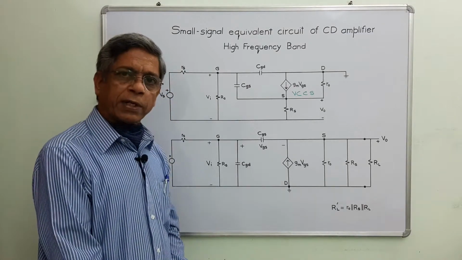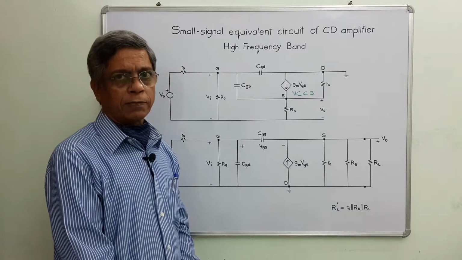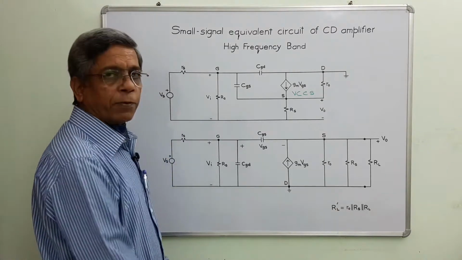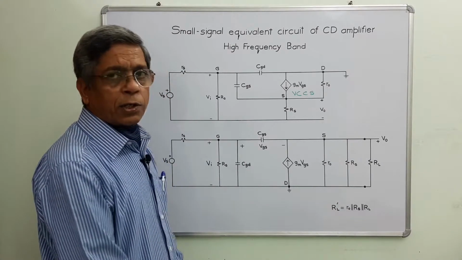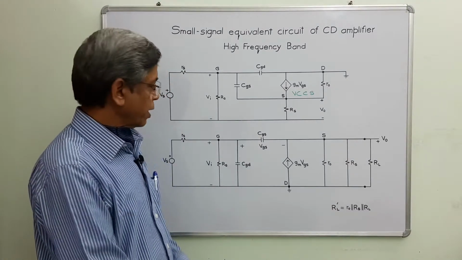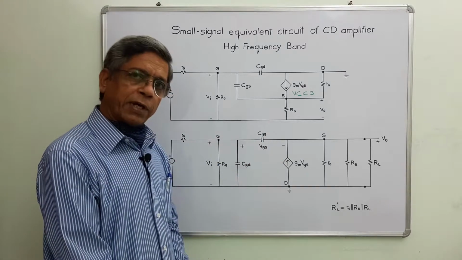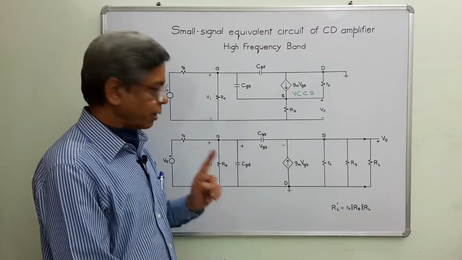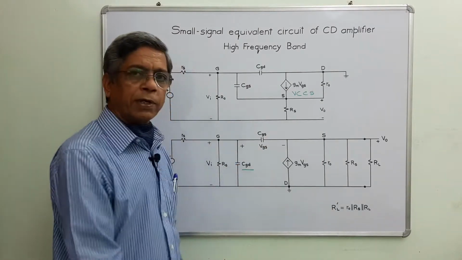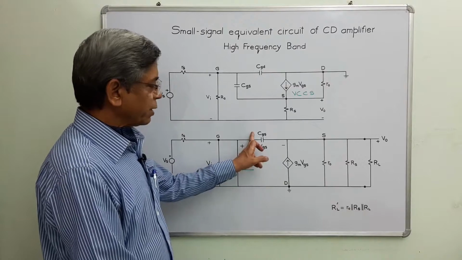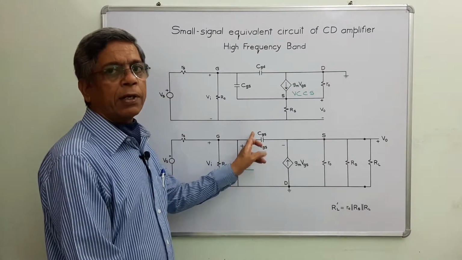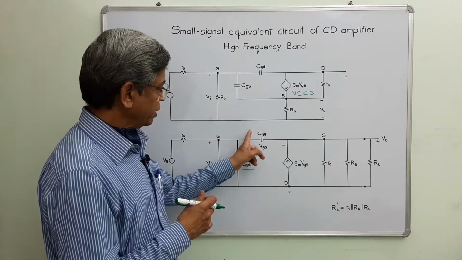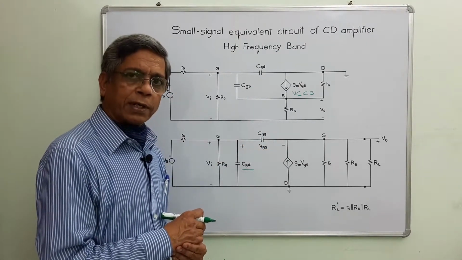I will be using the open circuit time constant or zero value method for the determination of upper 3 dB frequency for the common drain amplifier at high frequency range. There are two steps involved in the process because there are two capacitors. In the very first step, I have to select one capacitor at a time. Suppose I am selecting this one, then I have to consider this capacitor as an open circuit, or put the value of CGS equal to 0. So in that case, this will behave as an open circuit.